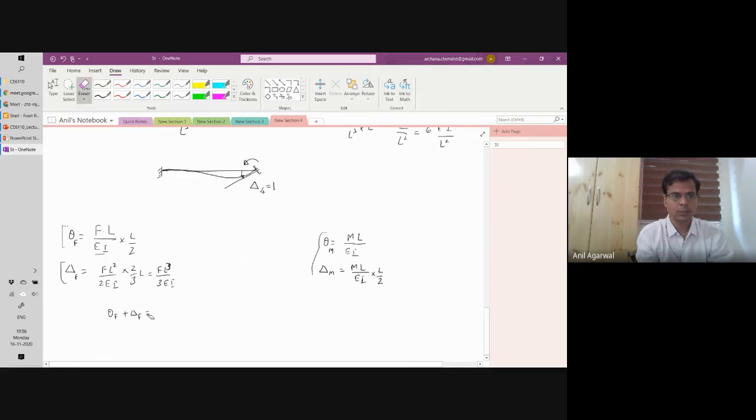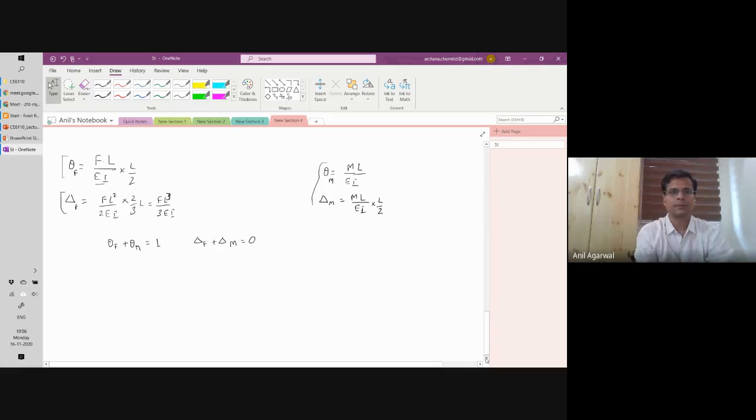Sorry, what am I saying? Theta due to f plus theta due to m is how much? 1. And delta due to f plus delta due to m is equal to 0, because there is no delta produced here, only theta is produced here. We do that. So theta f plus theta m.